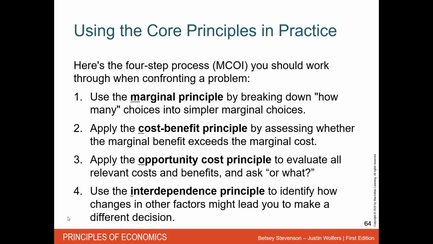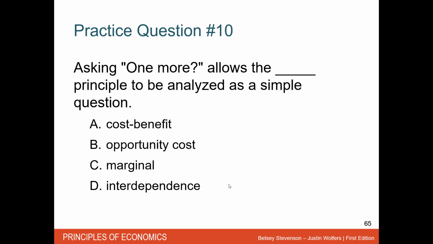Now, we can finally end Chapter 1, and let's finish strong with a question. Asking "one more" allows the blank principle to be analyzed as a simple question. A. Cost-benefit. B. Opportunity cost. C. Marginal. Or D. Interdependence. When we ask "one more," what we are doing is using the marginal principle.